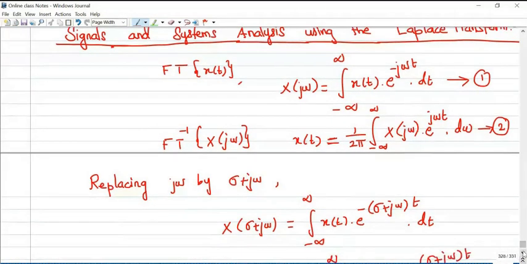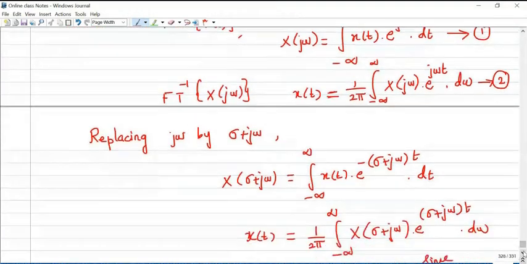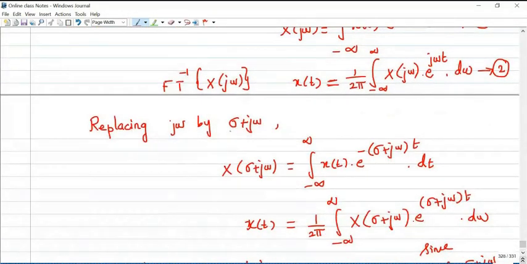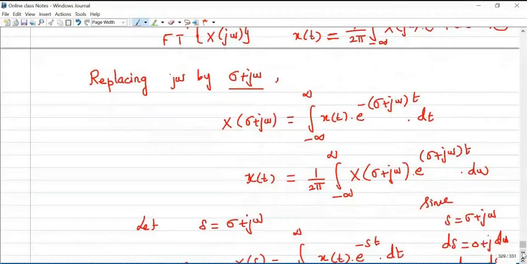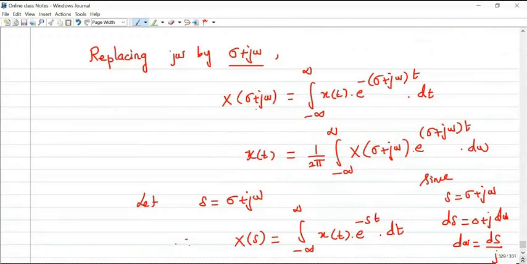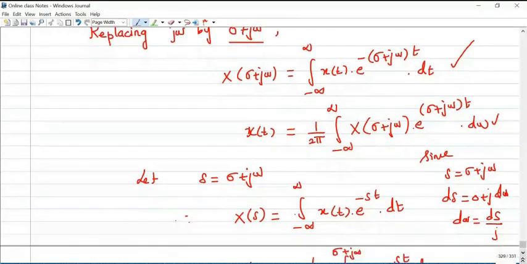In this formula, if you replace j omega by sigma plus j omega, I'm just adding one extra term, that is sigma. Wherever j omega is there, if you replace j omega by sigma plus j omega, that is your Laplace transform. In the Fourier transform formula and the inverse Fourier transform formula, j omega is replaced by sigma plus j omega. So let's take sigma plus j omega as the variable S domain.